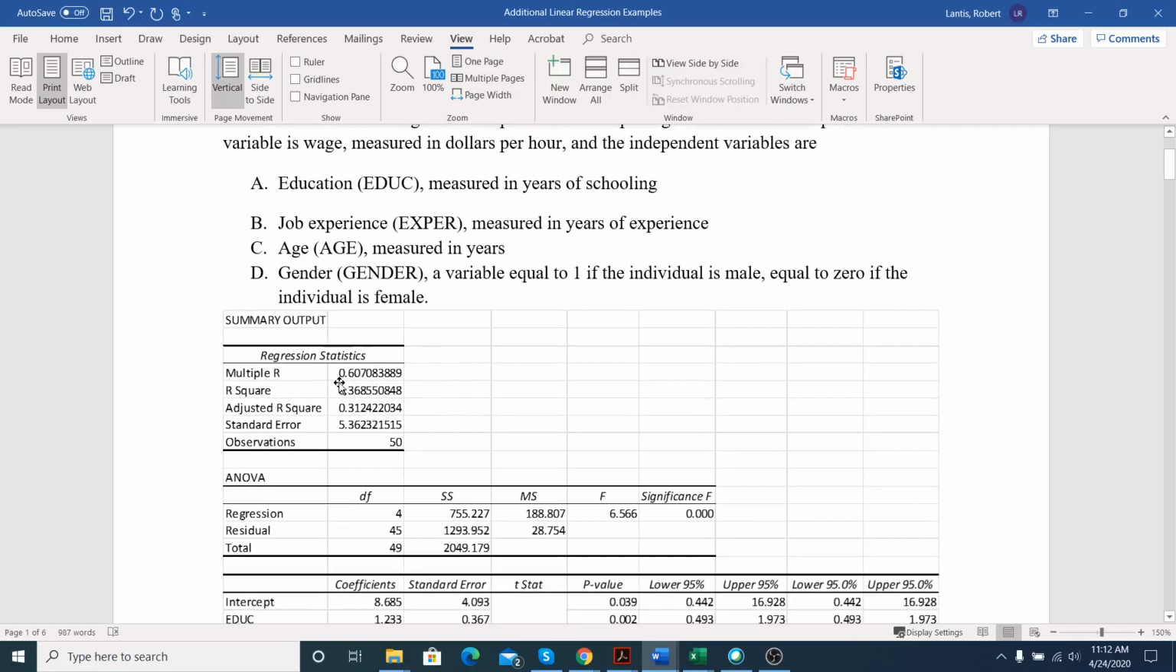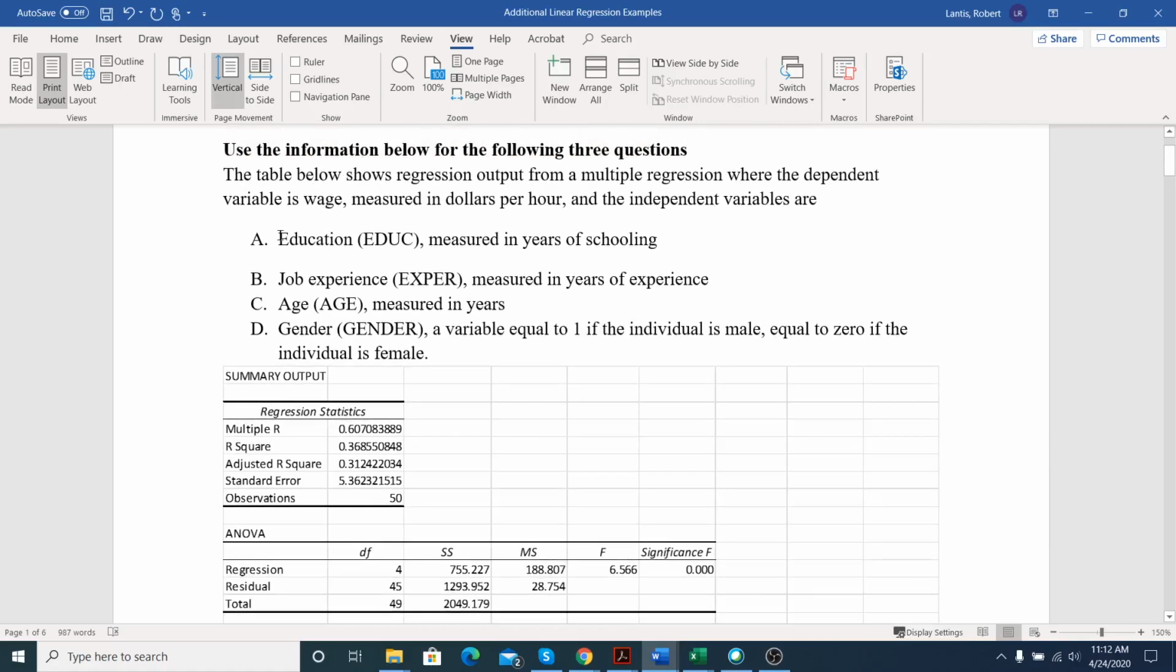One measurement we want to know how to interpret is this R squared. It's about 0.368, or 0.37-ish. So about 37% of the variation in wages is explained by education, job experience, age, and gender. So if we were to make a prediction about what someone's wage would be, we'd only be capturing about 37% of that variation in wage with just these 4 variables.